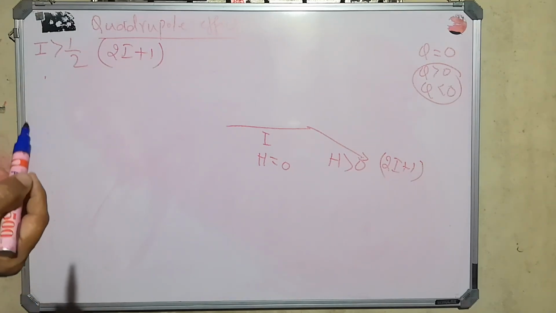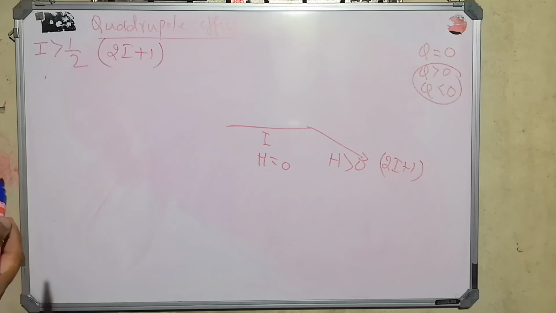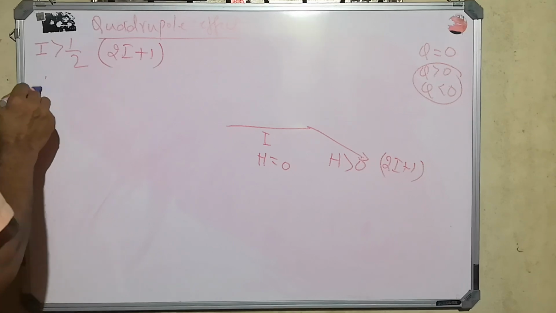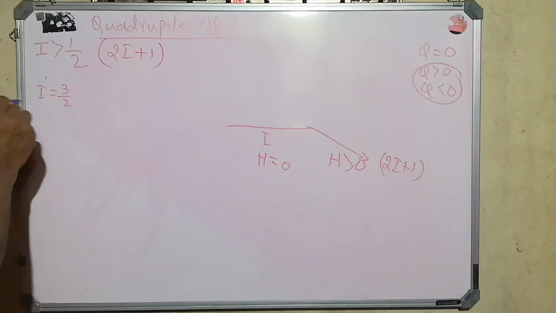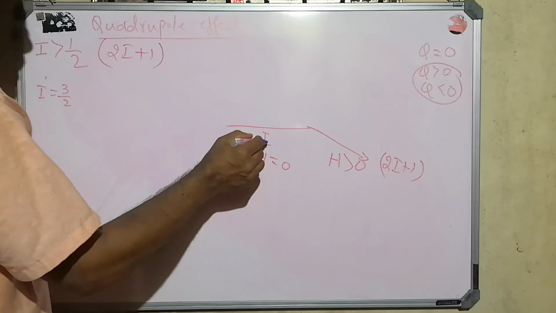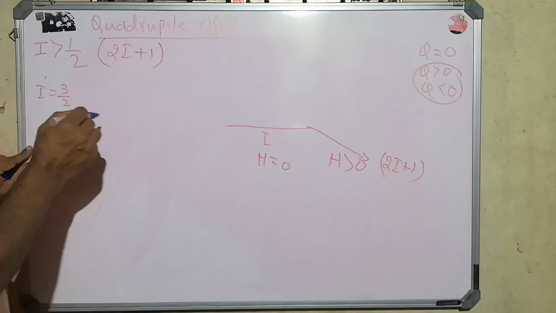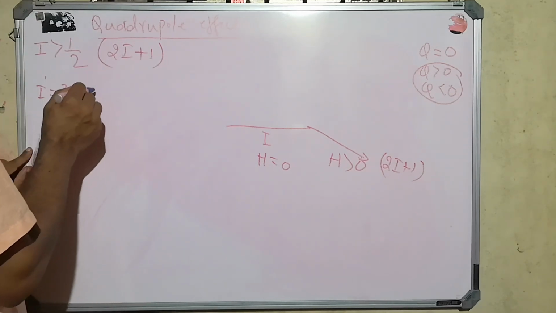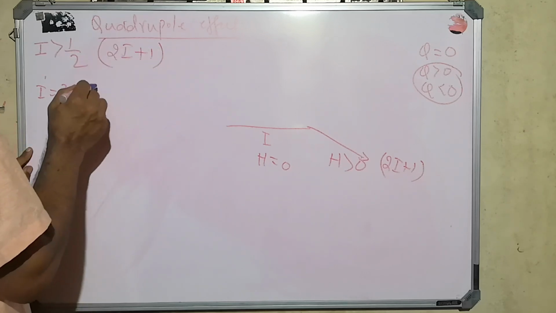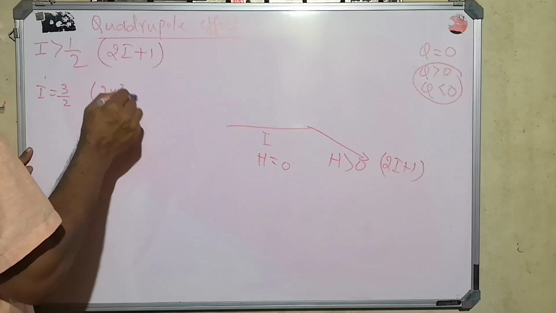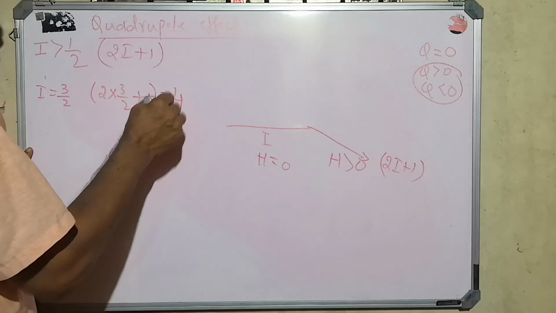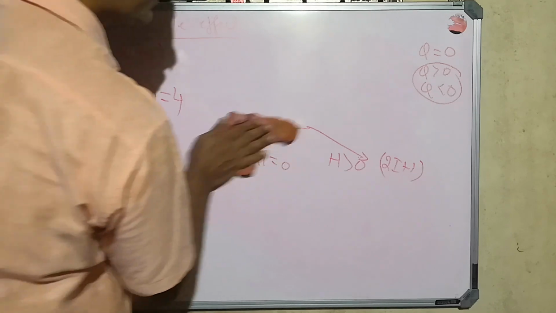The transitions take place between these energy levels. As an example, let us consider I is equal to 3 by 2. In the absence of field, for I is equal to 3 by 2, you have a single energy level. If you apply the magnetic field, it splits into 2I plus 1 levels. That means 2 into 3 by 2 plus 1 is equal to 4. That means this single energy level splits into 4 levels.